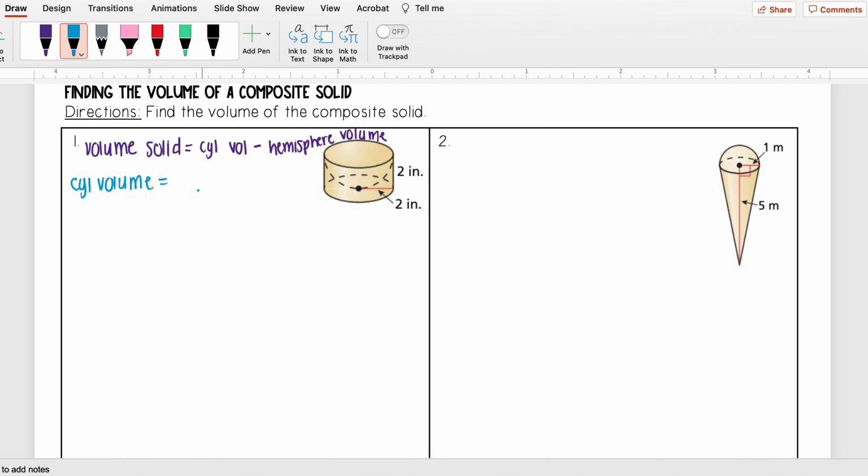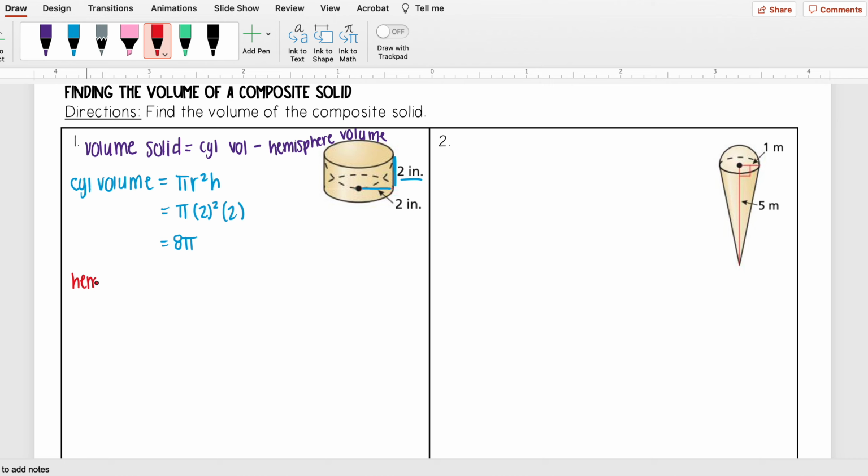And if you recall, the cylinder volume is just equal to pi r squared h. And I see my radius here for this cylinder is 2. So I have pi 2 squared. And then I see that my height is also 2. 2 squared, I get 4. 4 times 2, I get 8 pi. I'm going to leave that in terms of pi for now and multiply pi out at the very end.